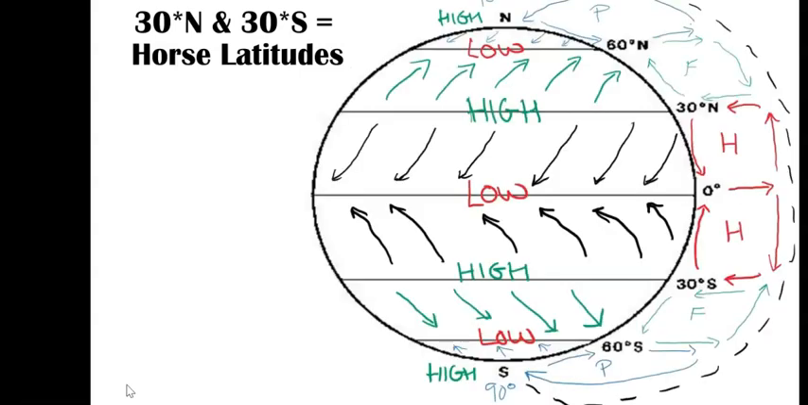Now focus on the areas of high pressure around 30 degrees north and 30 degrees south, looking at what's called the horse latitudes. So this area is called this because of a certain reason.